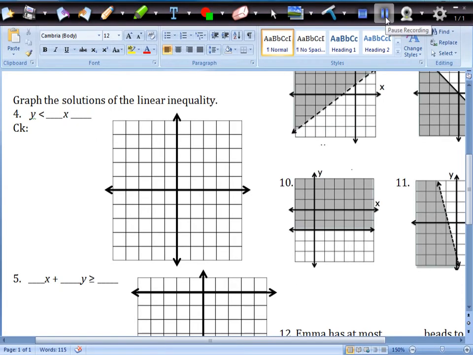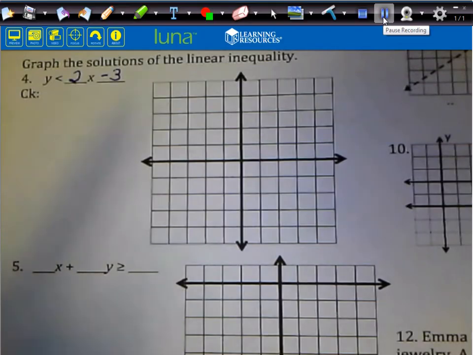Alright, we're going to go back to your note sheet now. On number 4, we're going to fill this in with what we're going to graph. So we're going to say y is less than 2x minus 3. Alright, so number 4, we're going to do y is less than 2x minus 3 here. And we want to graph the solutions of the linear inequality.